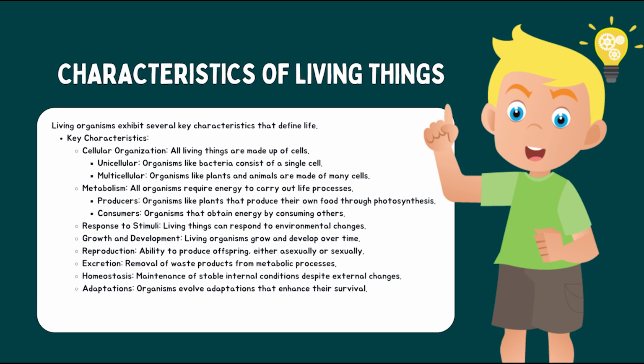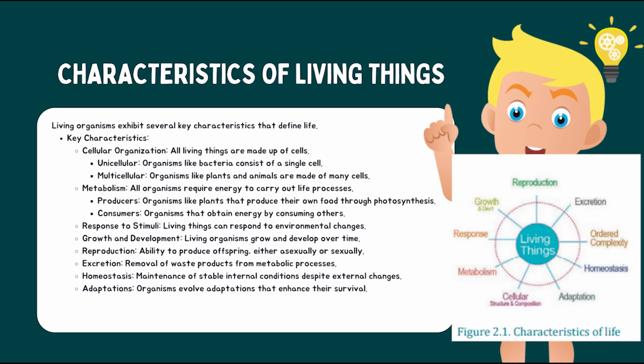Metabolism. All living things need energy to perform activities. Producers like plants make their own food through photosynthesis. Consumers like humans and animals eat other organisms to get energy. A response to stimuli. Living things respond to the environment. For example, a sunflower turns toward the sunlight. Growth and development. Organisms grow by increasing in size and developing complex structures.